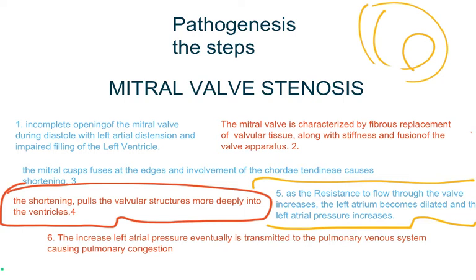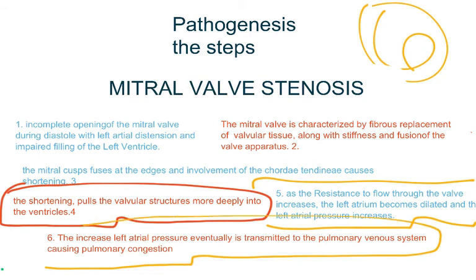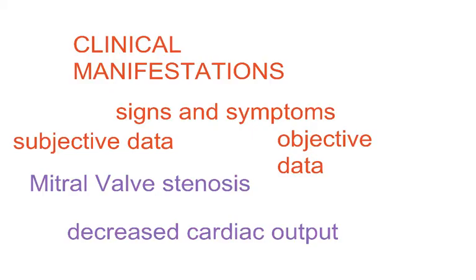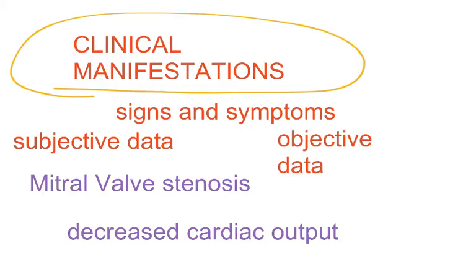Now, in step number 6, we see that the increase in the left atrial pressure is eventually transmitted to the pulmonary venous system, causing pulmonary congestion. So now we fully understand the pathogenesis, and because we understand the pathogenesis, now we're going to understand the implications for the patient. Let's move on. Now, the next step is the clinical manifestation.